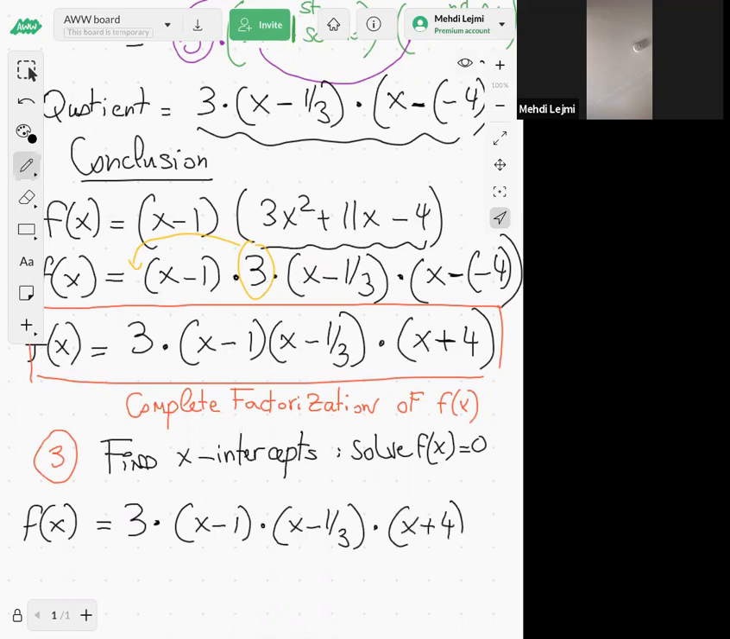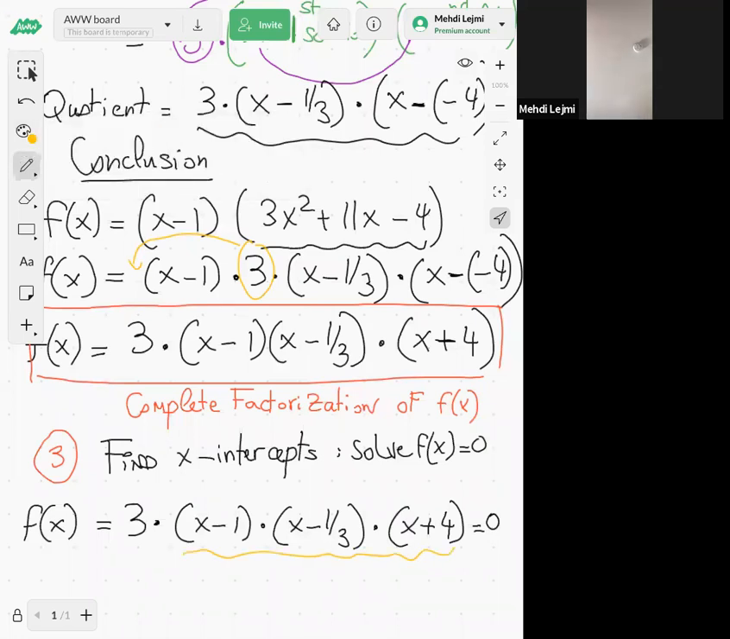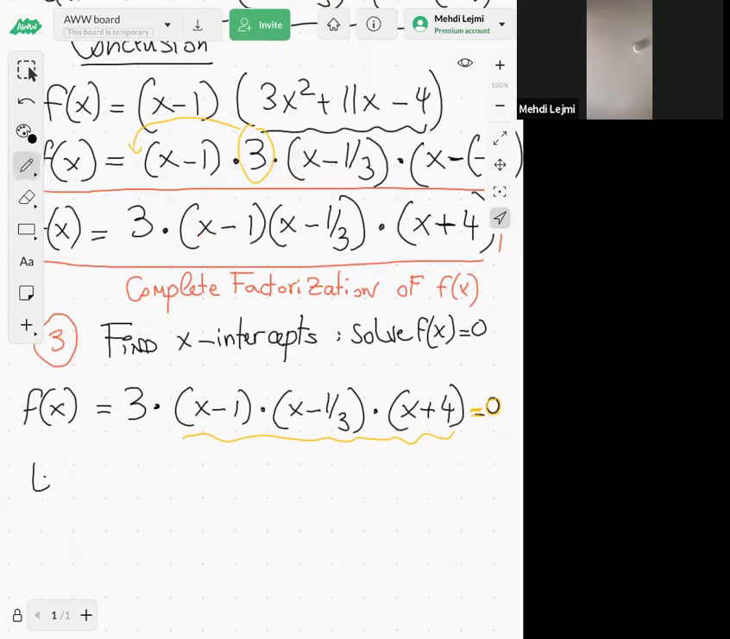So that's why we factor f of x completely, because now f of x is a product of factors. And if you want to solve this equal to 0, and you have only a product, then one of the factors is 0. Of course, this factor 3 here cannot be 0. But then x minus 1 is 0, or x minus 1/3 is 0, or x plus 4 is 0.